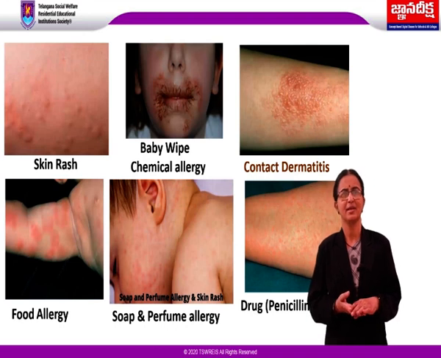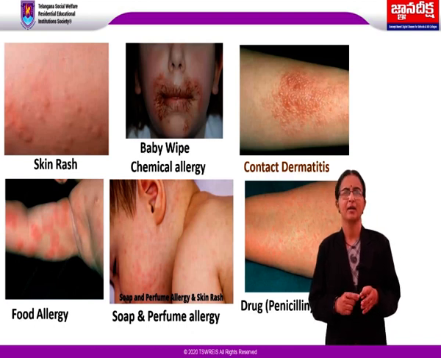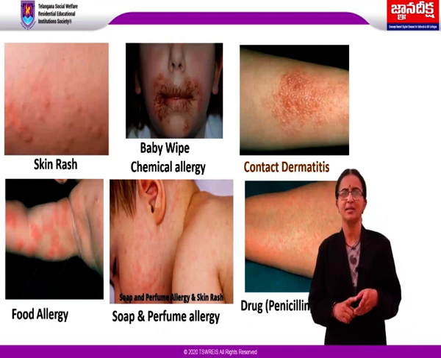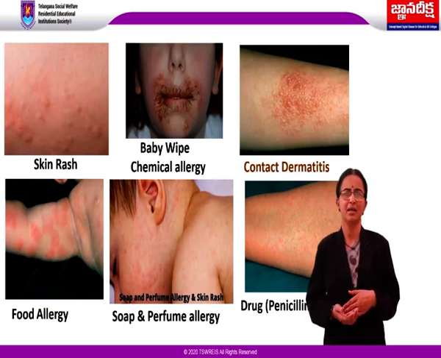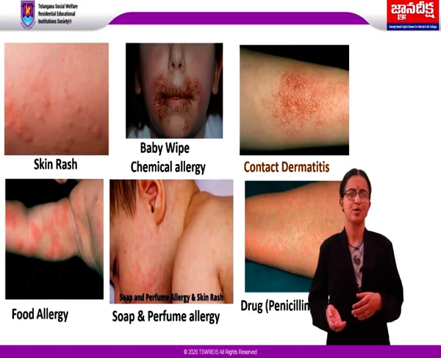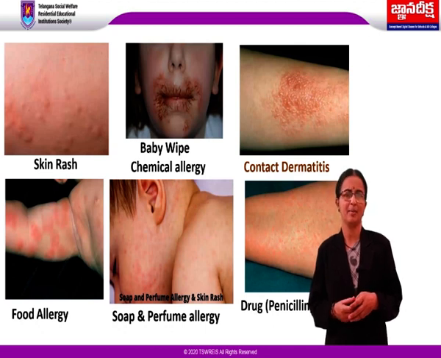Common food allergies include eggs, milk, peanuts, tree nuts, fish, shellfish, wheat and soy. Drugs like penicillin cause allergy in some individuals. Baby wipes also contain chemicals which may cause allergy in some infants or young children. Certain soaps and perfumes can also cause allergic reactions in some individuals.